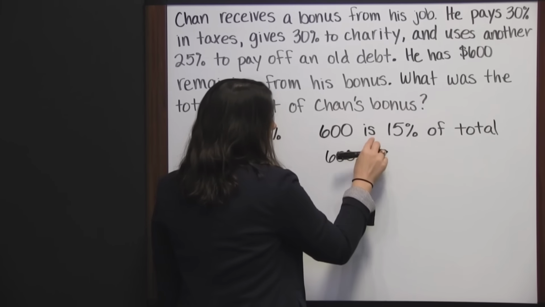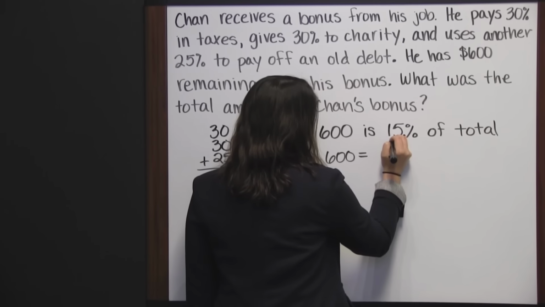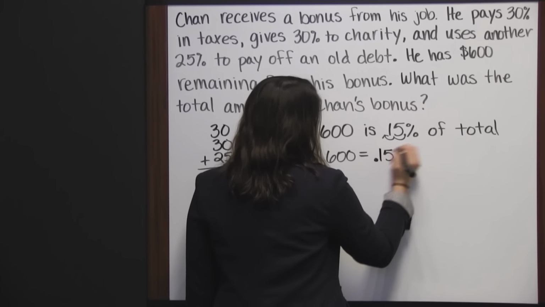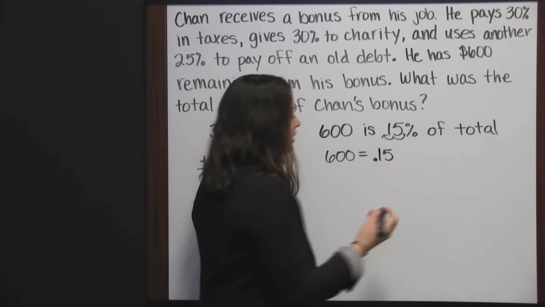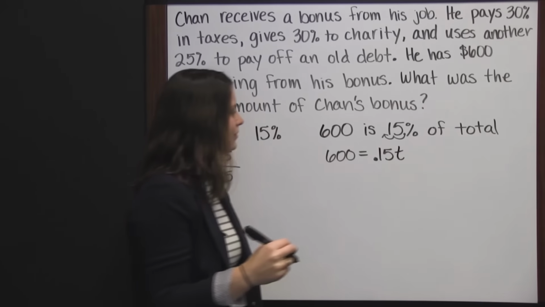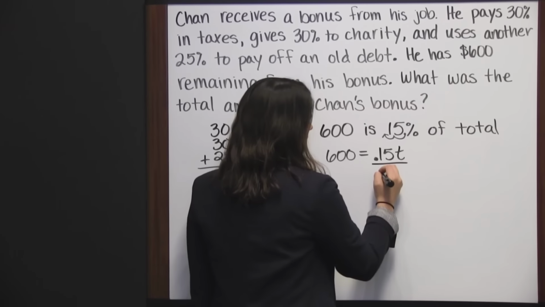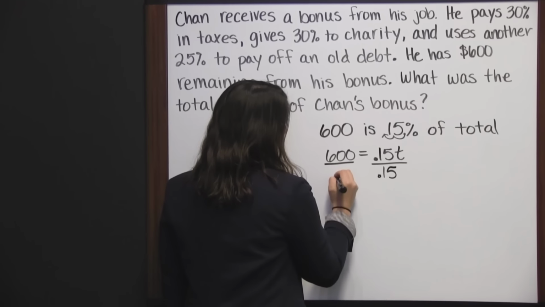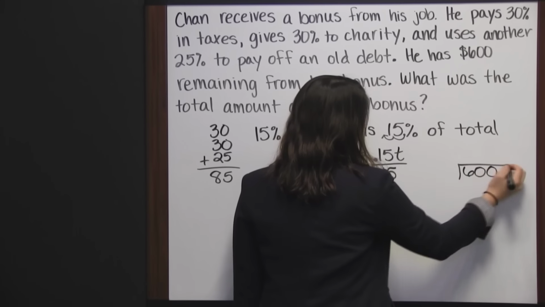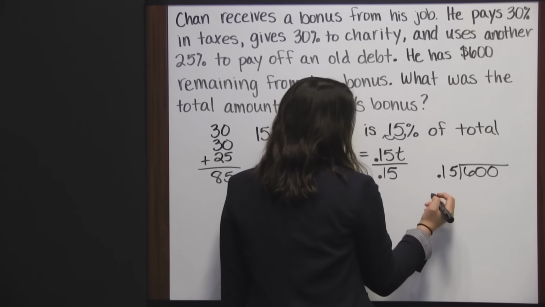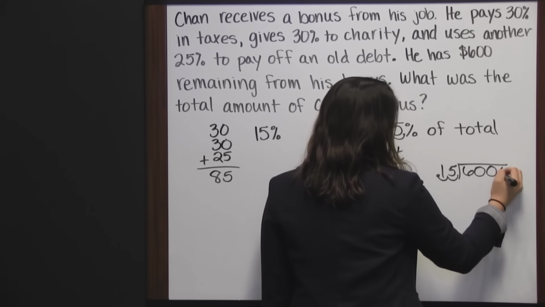600 equals, change the percent to a decimal, 15/100, of means to multiply, and we don't know the total, so use a variable, like t. And now we just need to solve for t. So divide both sides by 15/100. So 600 divided by 15/100. We need to move the decimal 2 places to the right, so we do the same to 600.